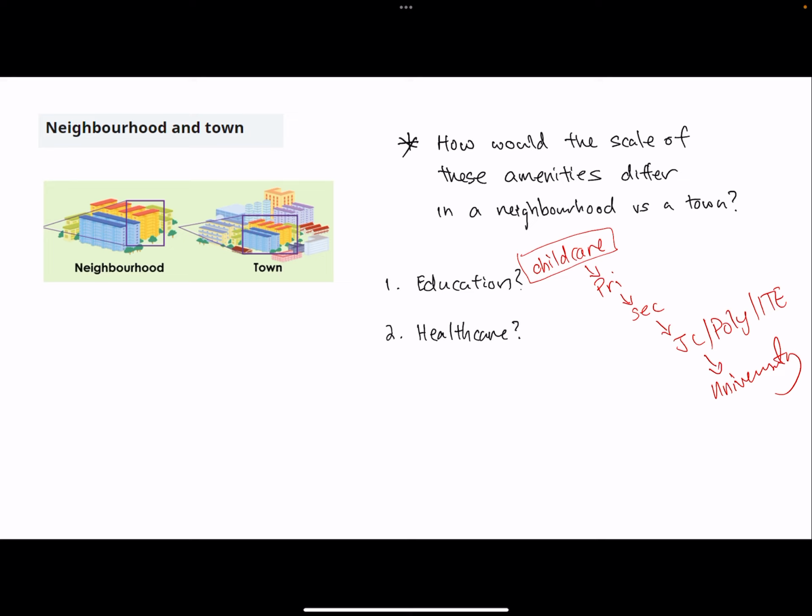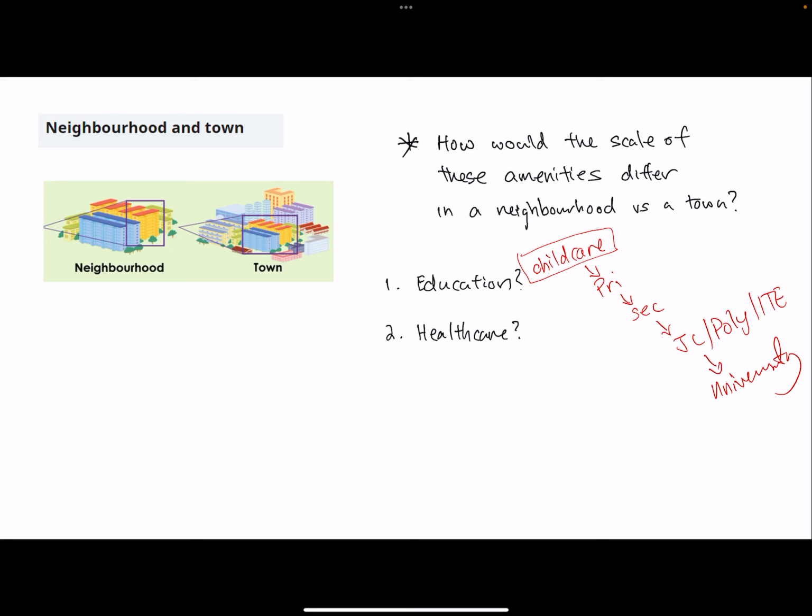If you go to Clementi, Buona Vista area, you have NUS. And you go to the east near Tampines, you have SUTD. You go to the west in Jurong, you have NTU. You go to the south in the Orchard Belt, you have SMU. So these are found even further away from residential areas, and they serve a much larger population.